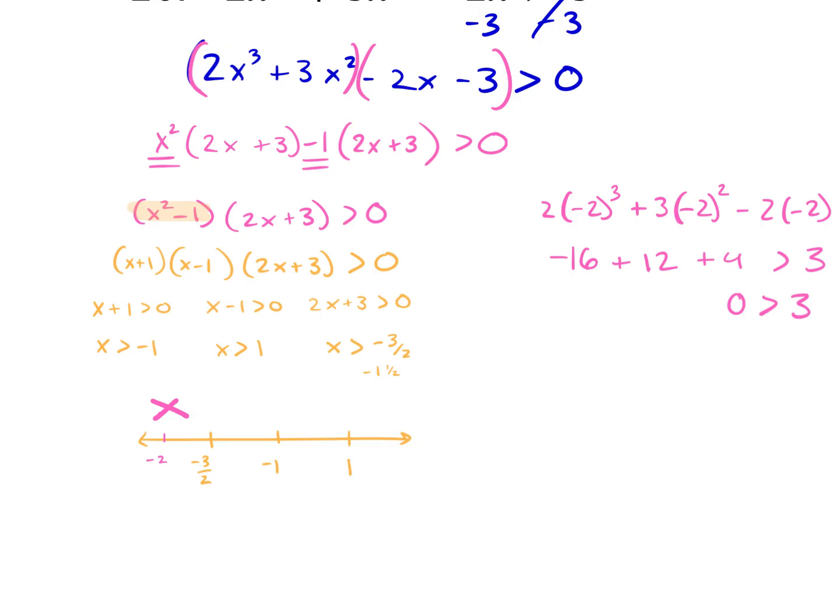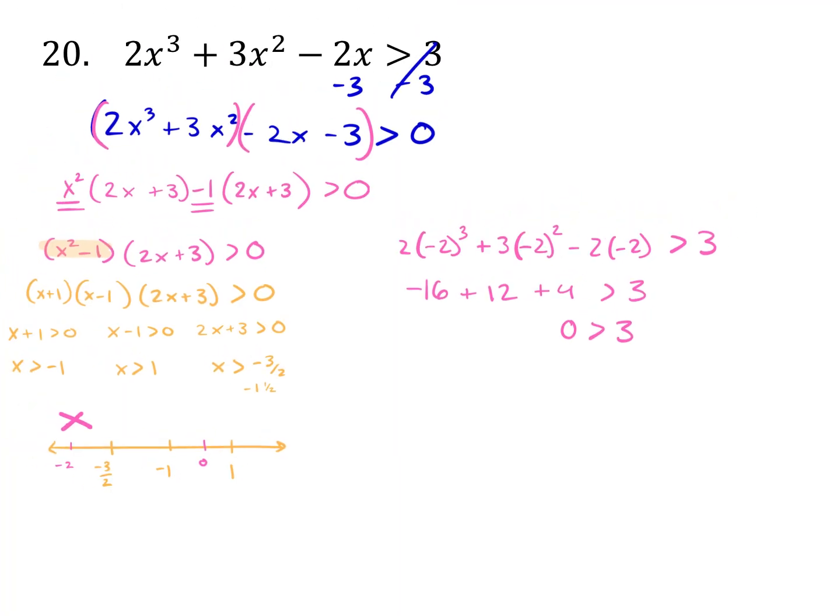Now, in between -3/2 and -1, we only have fractions. There are no whole numbers in between there. So I'm going to skip there, because if I didn't shade in the first one, I'm probably going to shade in the second, because they're going to alternate. But let's test a number in between 0 and 1 just to double check our work. What's a number in between -1 and 1? 0. I kind of gave it away, but 0.